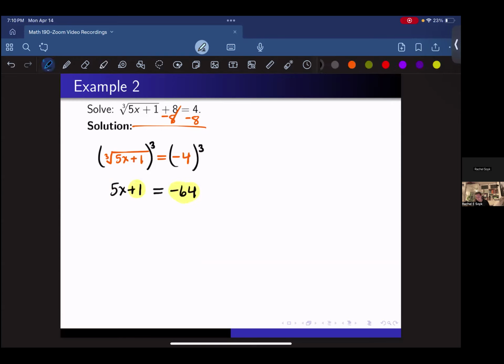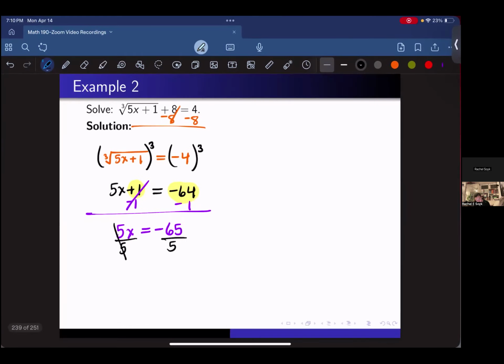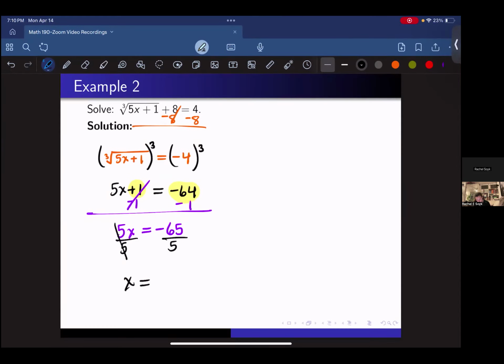Now it's back to solving a very straightforward equation. Let's combine some like terms. Subtract 1 from both sides. So we're looking at 5x is equal to -65. And then last but not least, let's divide both sides by 5. So our final value is x is equal to -13.